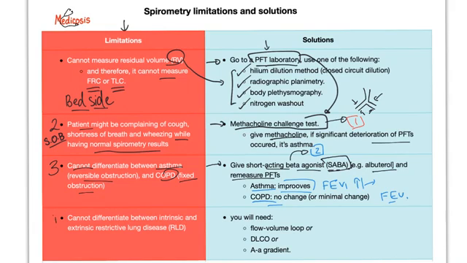Fourth limitation of spirometry. It cannot differentiate between intrinsic and extrinsic restrictive lung disease. Intrinsic such as pulmonary fibrosis, extrinsic such as kyphoscoliosis. So how do we solve it? You'll need a flow volume loop or a DLCO or an AA gradient.